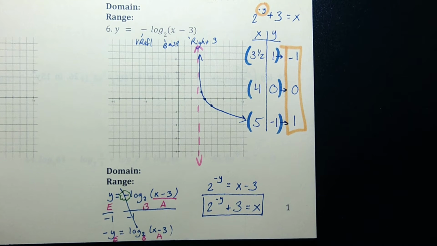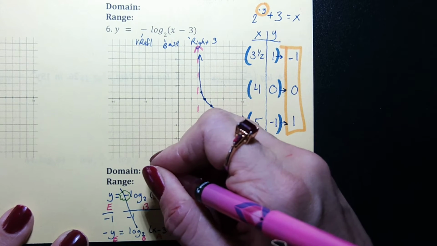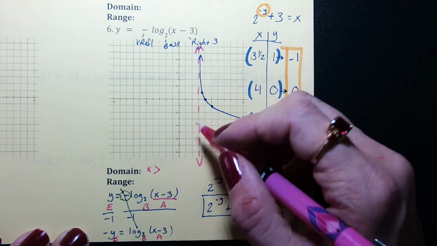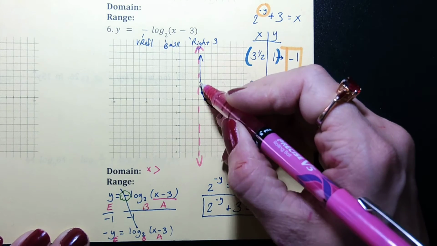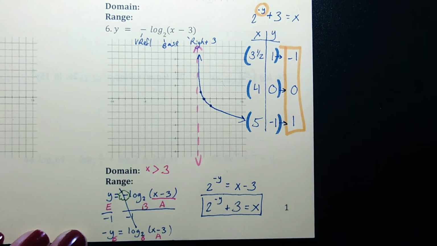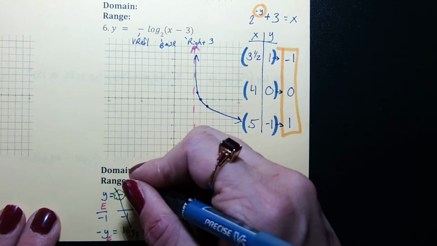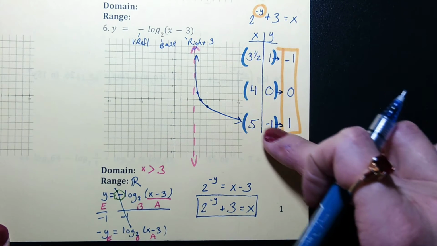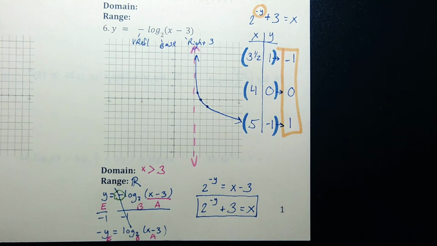Our domain will be x greater than what? Our starting x value that we don't actually get to is the location of the asymptote. So x greater than 3. The range, roarn! It goes all the way up and continues going all the way down. So all of those y values are going to get covered.